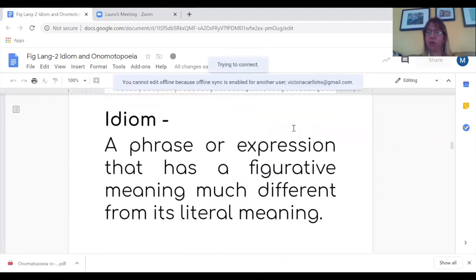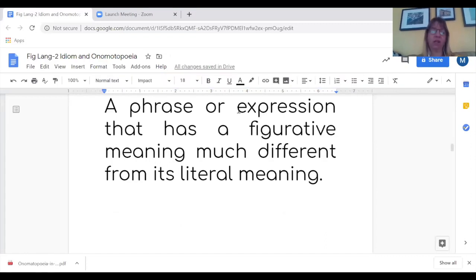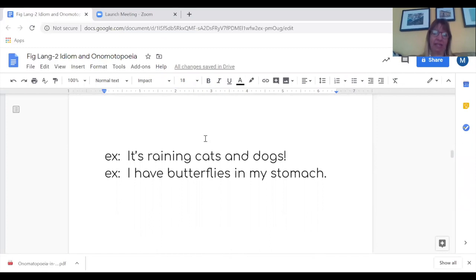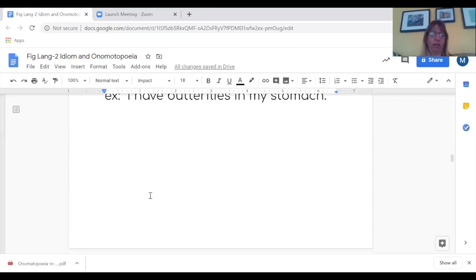All right, so today we're going to talk about idioms. And an idiom is a phrase or an expression that has a figurative meaning very different from its literal meaning. So if this was literally happening, it would be very weird, but it has a different kind of meaning to it. So an example is like, it's raining cats and dogs. I've never actually seen it rain cats and dogs, but that's a saying that we have a lot. It's raining cats and dogs every time it's pouring outside. Or if you have to get on stage and like, oh, I have butterflies in my stomach. There are no butterflies in your stomach, but it is an idiom that we use regularly.